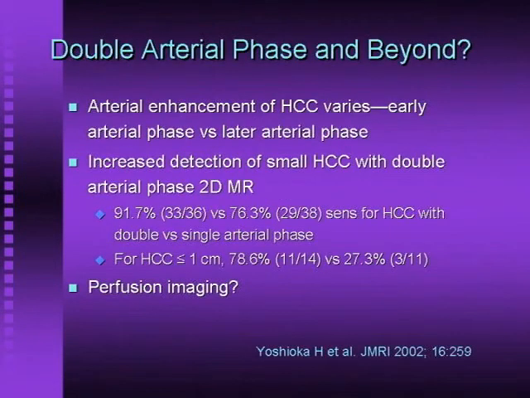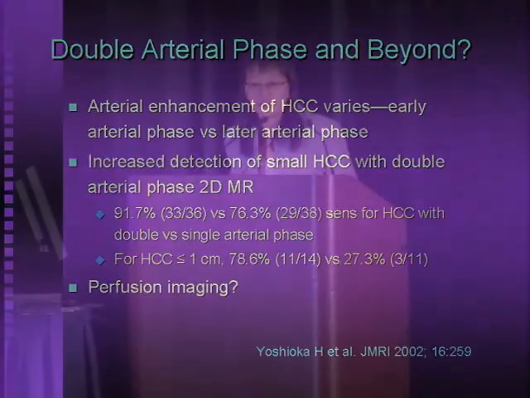Well, what can we think about doing in order to improve the sensitivity? One of the interesting studies that has come out recently from a Japanese group has been to look at multiple arterial phases, with the thought that some of these hepatomas enhance a little bit earlier in the arterial phase and some enhance a little bit later. So they compared a double arterial phase acquisition with a single arterial phase acquisition and found that they could improve the sensitivity for hepatoma, particularly for the smaller lesions, those less than or equal to 1 centimeter. They could see almost 80% of those if they used a double arterial phase, and only about a third of them with a single arterial phase.